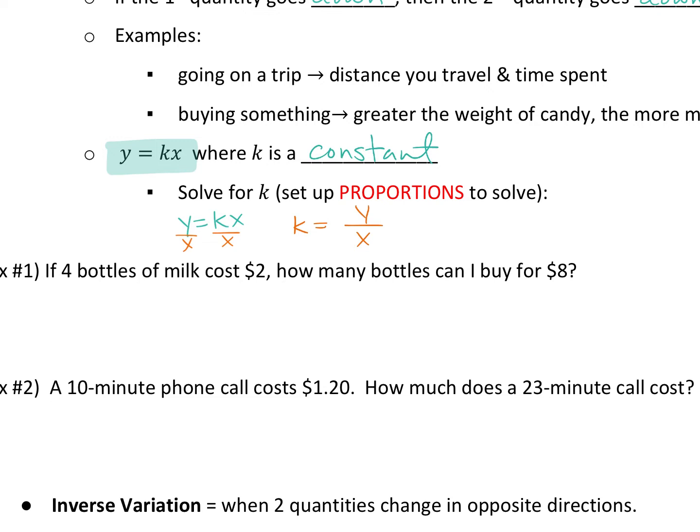Okay, so whenever you are solving for k with direct variation, because inverse is going to be different, when it's direct variation, you're going to set up proportions. y over x equals y over x equals y over x. That's a proportion, right? Something over something equals something over something. So just remember, direct variation, set up proportions. That will be really helpful.